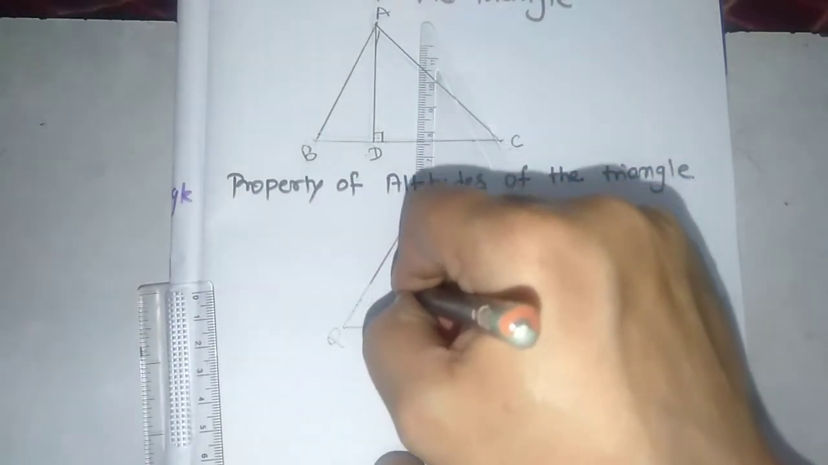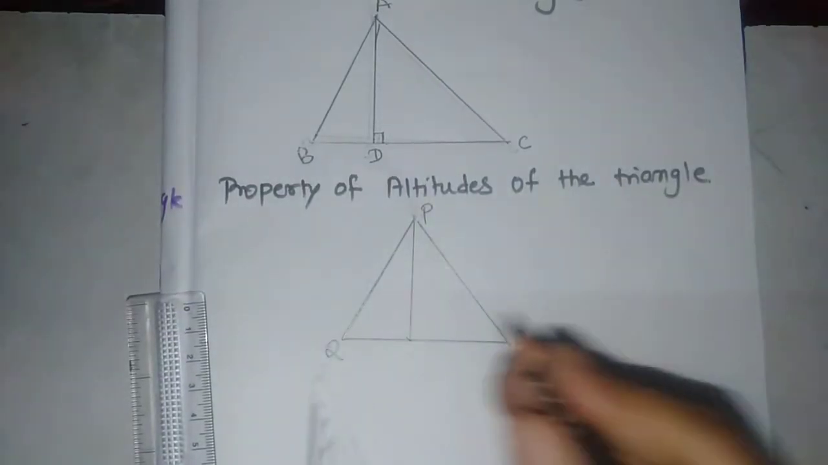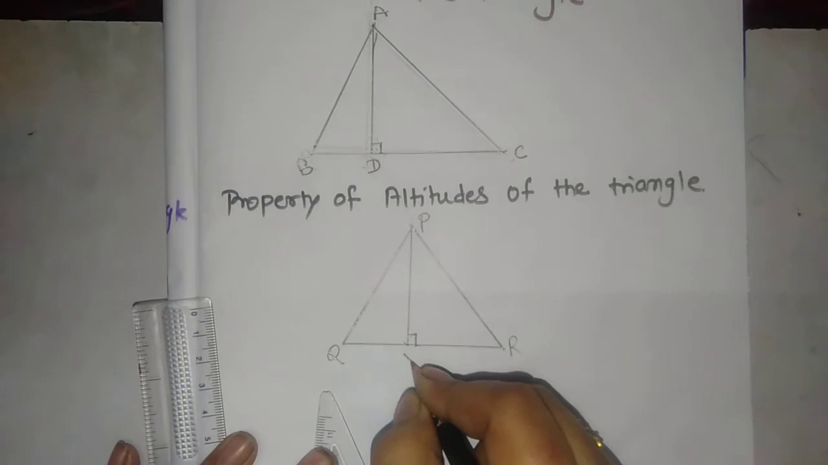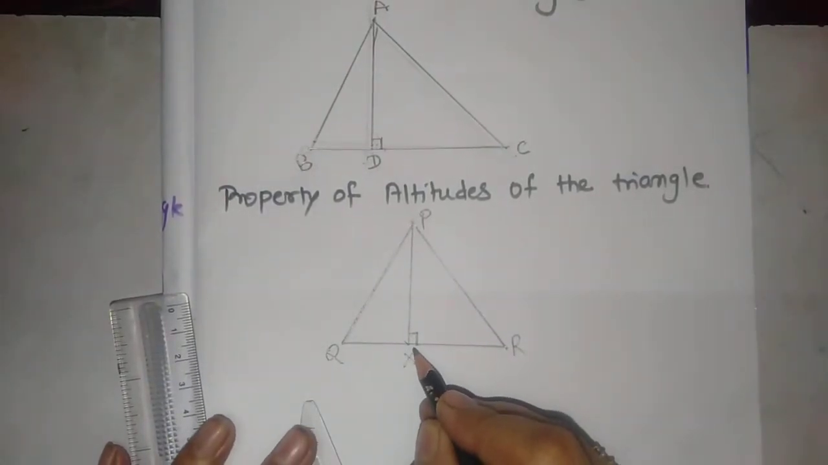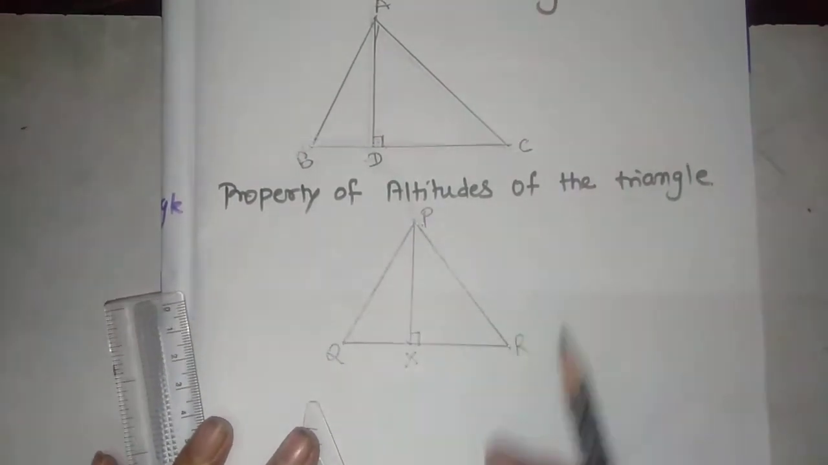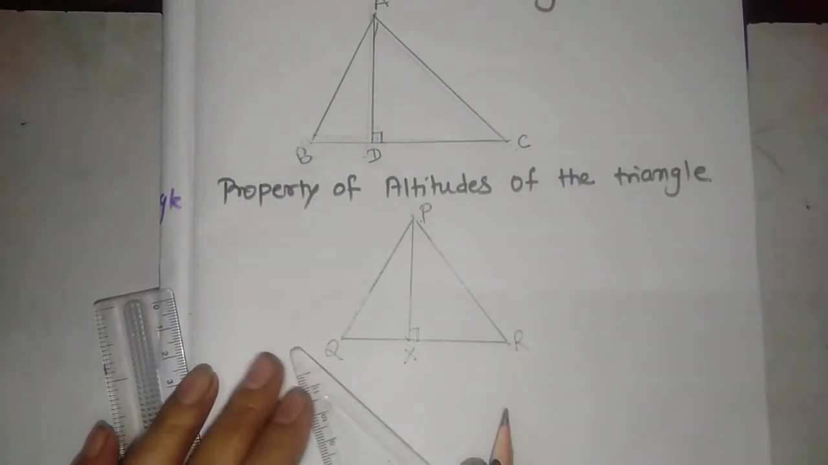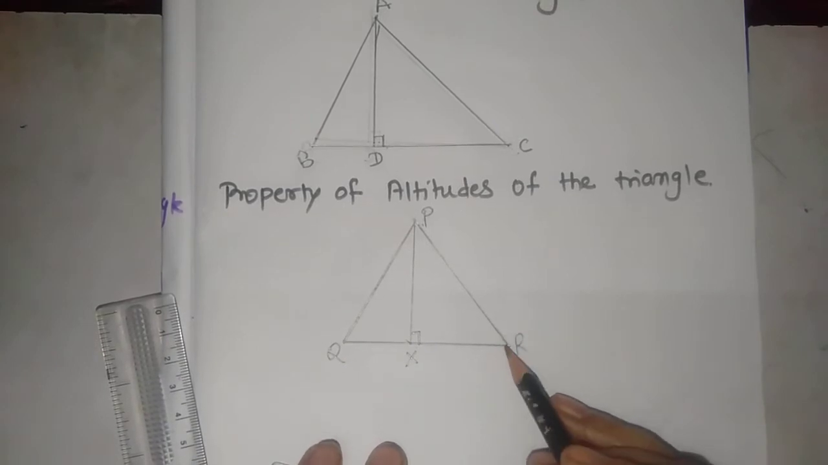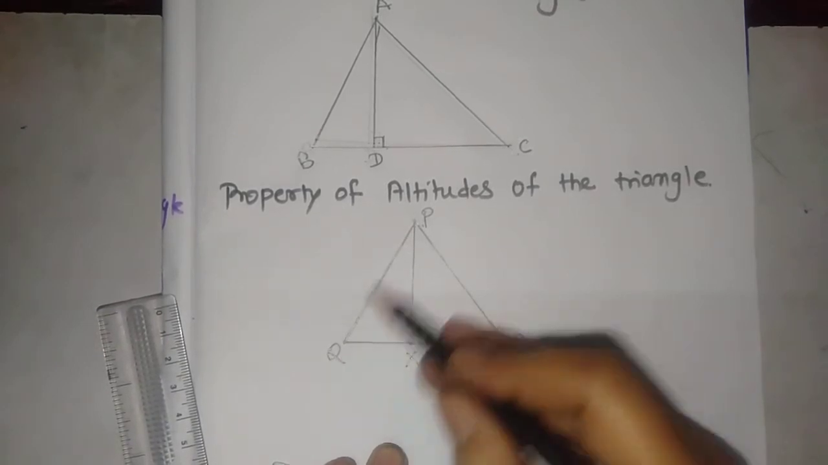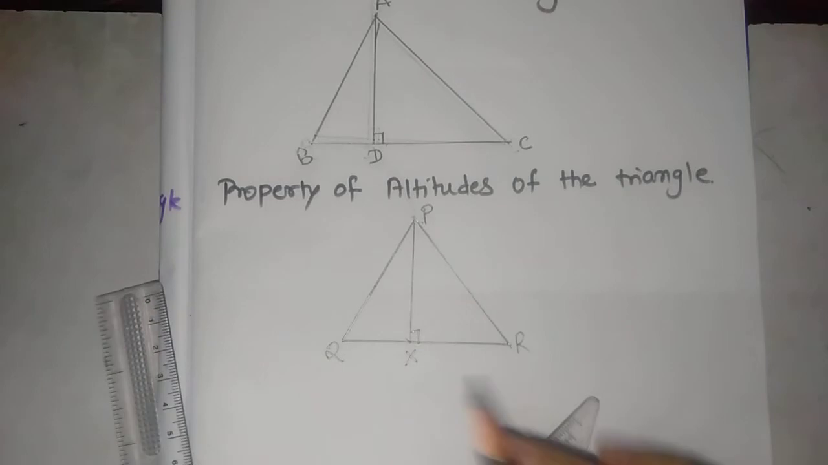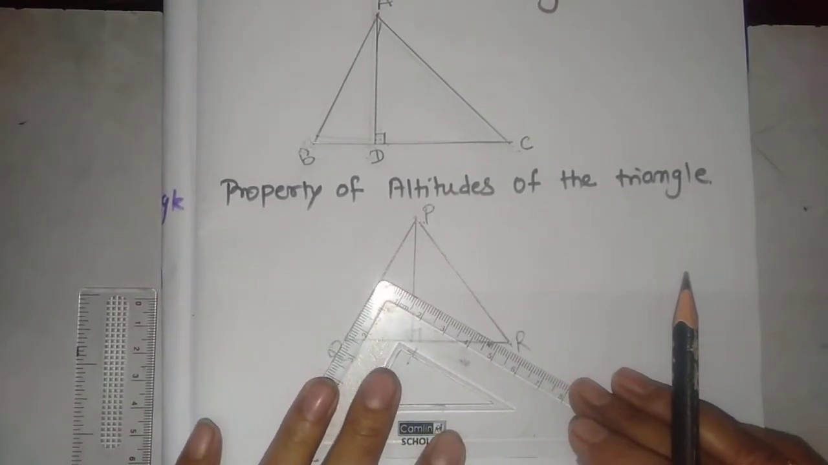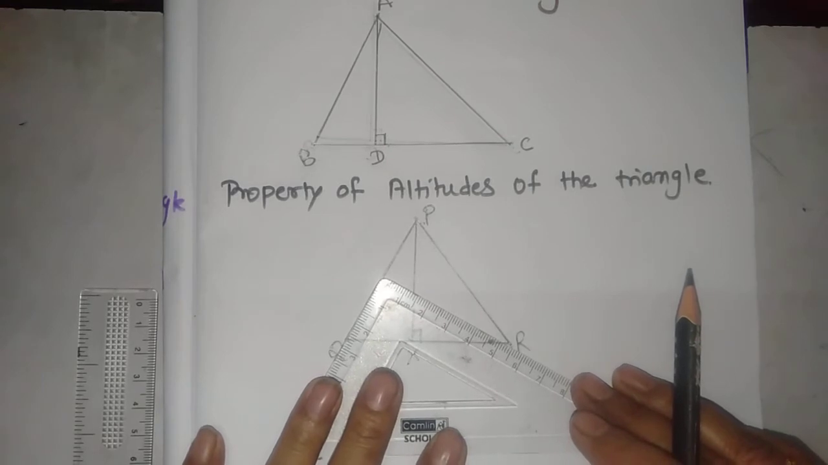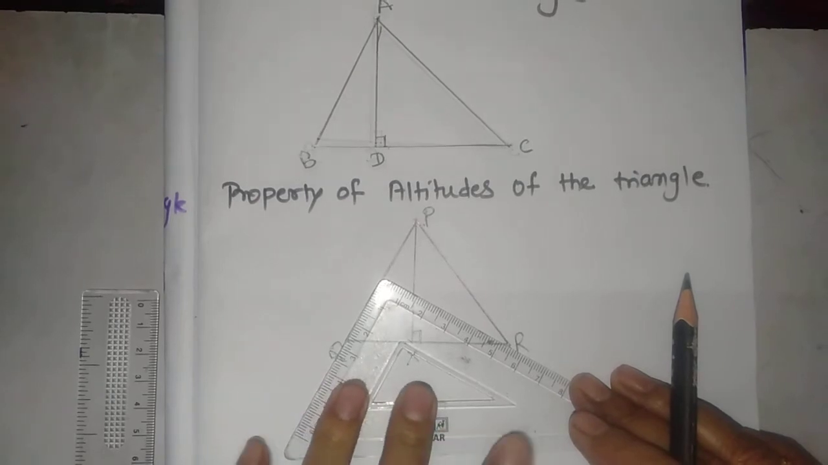And draw the line segment. Suppose this is X. So segment PX is the altitude drawn from the point P. Now from R. So what is the opposite side of the vertex R? Yes, side PQ. So put the set square on the side PQ and another side is exactly touched to the point R.